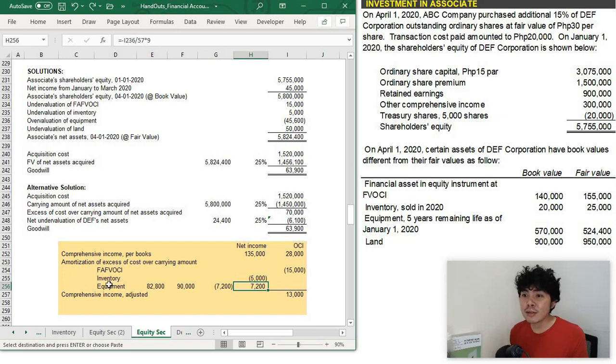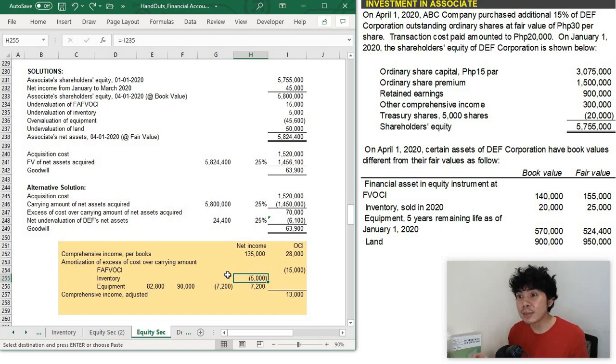Parang katulad dito sa inventory. Yung buong 5,000 na undervaluation ng inventory, inamortize natin siya ng buo. Bakit? Kasi ang sabi dito sa problem, yung inventory were all sold in 2020. Nabenta siya lahat in 2020. Kaya yung buong 5,000 pesos, inamortize natin. Pero kung portion lang yung nabenta in 2020, so dapat portion lang rin ng 5,000 ang i-amortize natin. Related lang doon sa inventory na nabenta.